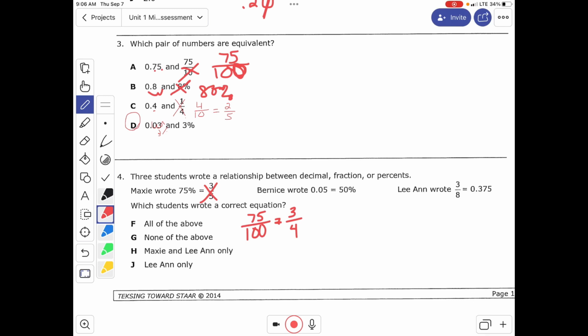Bernice wrote 5.05 is 50%. If we move the decimal 2 spaces, that's going to be just 5%. So is that right? Nope, Bernice is not right either. Leanne wrote 3/8 is 0.375. Well, I'm going to have to divide that out. 3 goes in the house, 8 goes outside the house. And then 8 doesn't go into 3, so we put a decimal so we can put some more zeros. How many times does 8 go into 30?